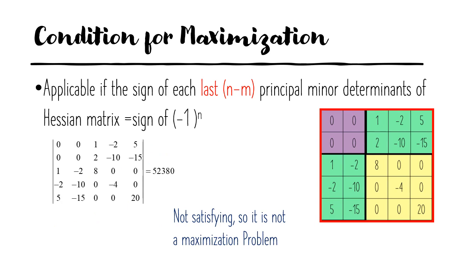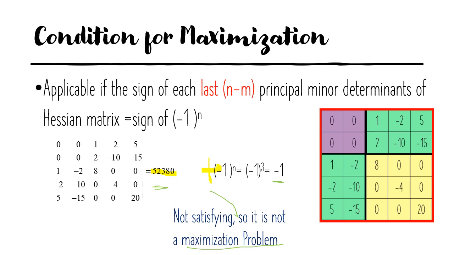Now I am taking the determinant for this entire principal minor matrix. So I am getting a value of 52380. The value is not important, only the sign is important. So it gives a positive sign. So my sign here is minus 1 power n. So n is 3, so minus 1 power 3 is minus 1. The determinant is giving a positive value, whereas minus 1 power n is giving a negative value. So this is not equal. That means it is not satisfying the maximization type of problem.